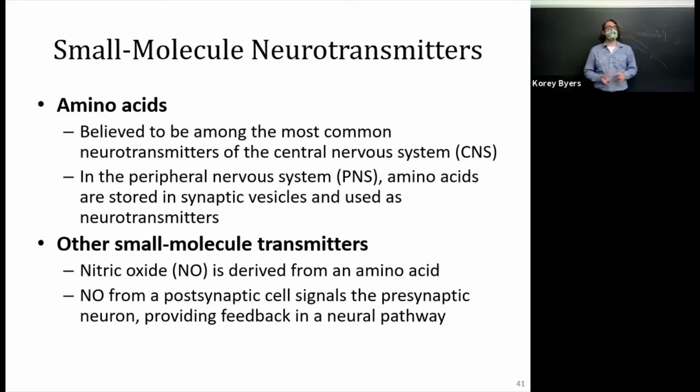And the fourth, other small molecule transmitters. For this class, just memorize nitric oxide as the other small molecule. It's derived from an amino acid. It's written as NO, nitrogen and oxygen. It provides a feedback in the neural pathway. And so it allows the cells, the neurons, to know sort of what's going on.